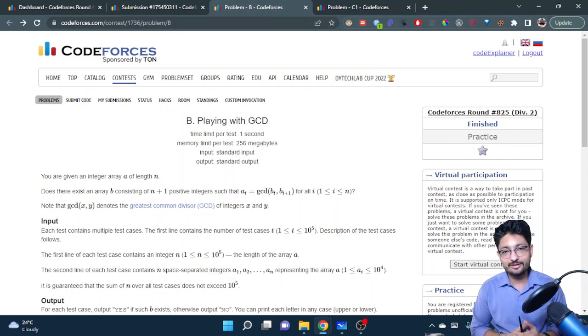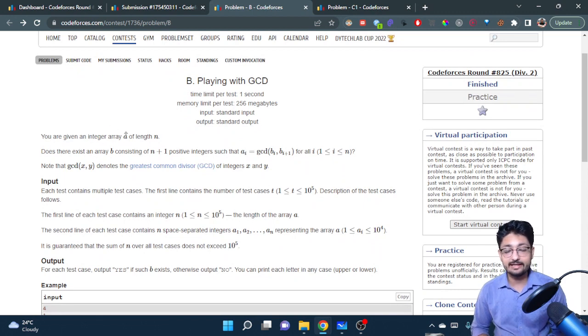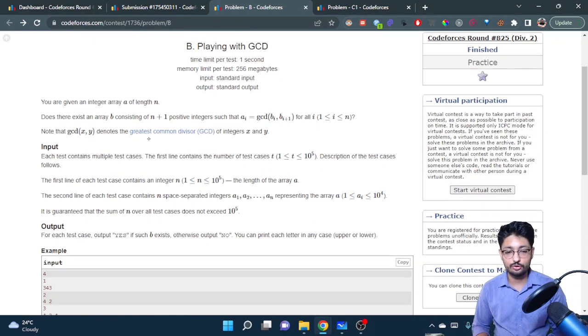Hello everyone, in this video let us talk about the B problem from the latest Codeforces round, A25, problem with GCD. Let us read the problem statement. You're given an integer array A of length n. Does there exist an array B of length n plus 1 such that A of i is equal to the GCD of B of i and B of i plus 1 for all the i's? You have to tell whether an array B exists which follows this property.